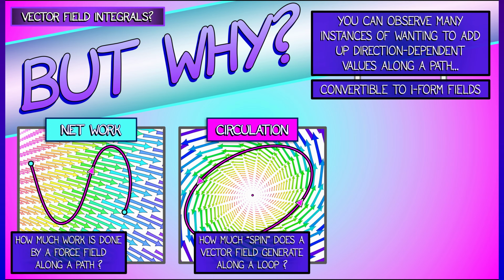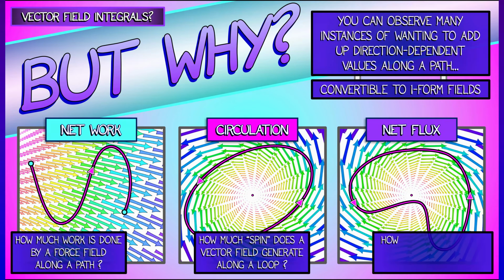There's a dual problem to that of circulation called flux. Again, if you have a loop, what you might want to do is look at a vector field and say, okay, if that vector field is flowing material, how much material is moving from the inside of my domain to the outside of my domain? Or vice versa, how much stuff is flowing in? Integrating the appropriate one-form field along that loop is going to give us something called net flux. So work, circulation, and flux are going to be our motivations for moving forward with one-form field integrals.